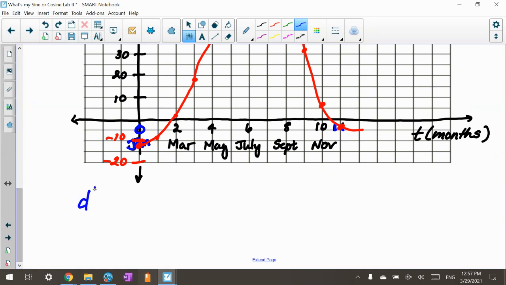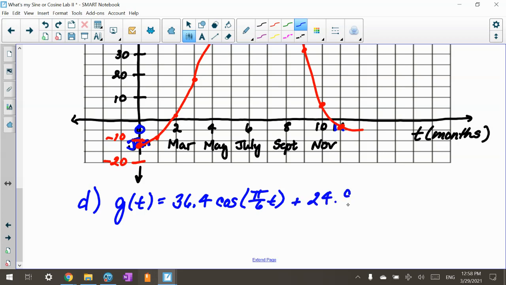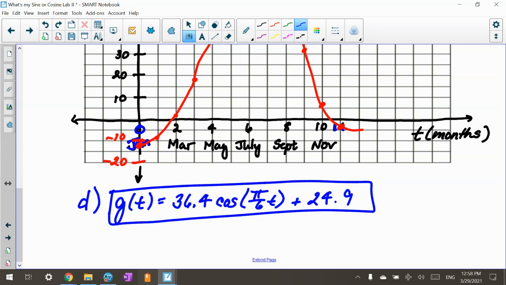So this is what I would do for D. For D, I would just say, well, f of t for the new one, or we can call it g of t, our new formula. They didn't really tell us to call anything, but I don't want to call it the same thing. So I'm going to say g of t for the southern hemisphere is going to be, instead of a negative 36.4, a positive 36.4 cosine pi over 6t plus 24.9. So it's the same formula, but it's not inverted anymore. And that would be for the southern hemisphere.